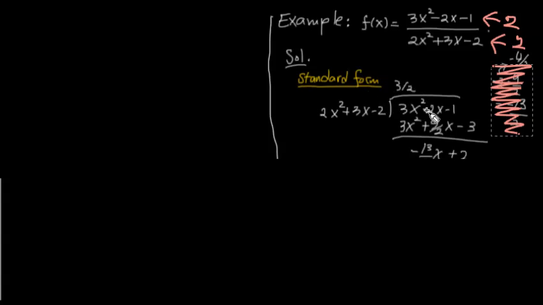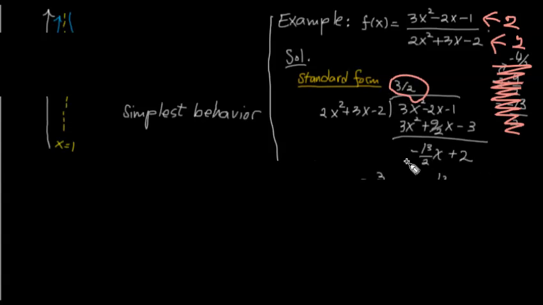So here I did the long division, and ignore that part. It was just a tiny calculation. It turns out the quotient is 3/2. The remainder is negative 13/2 x plus 2. That's the remainder you see down there.